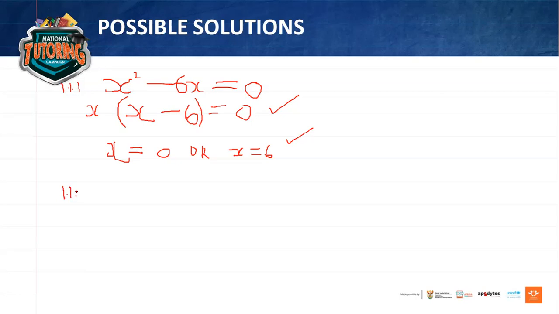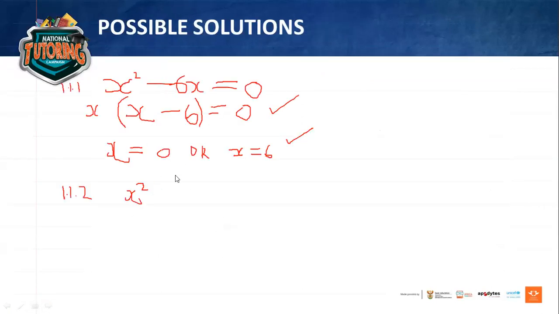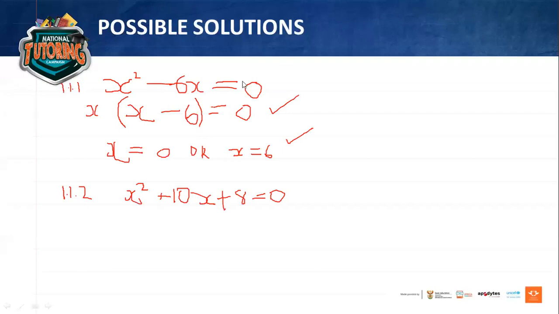So for 1.1.2, we have x squared plus 10x plus 8 is equal to 0. Right? Sorry about that. Now we are here, okay? When we get to this point, we now have to solve this. When we solve this, we require the quadratic formula.